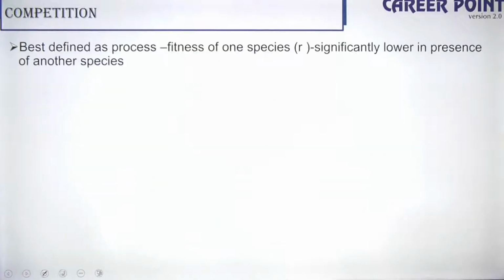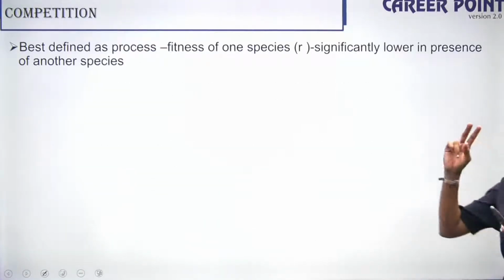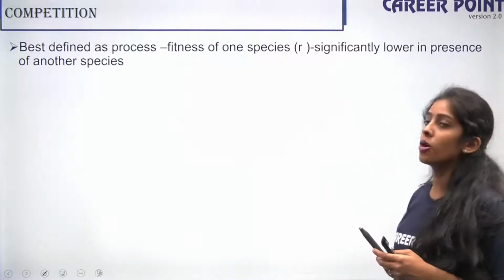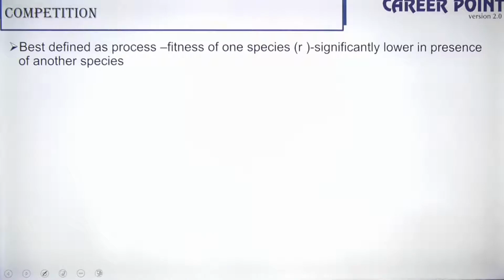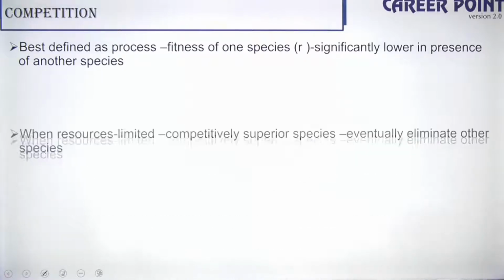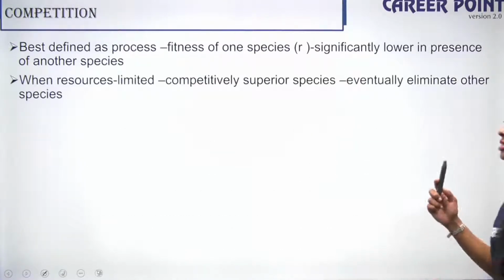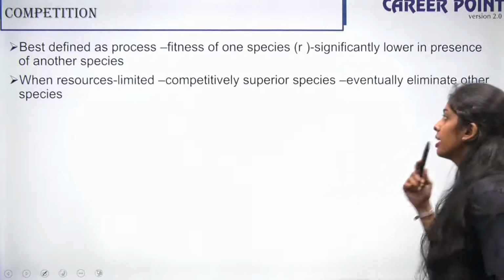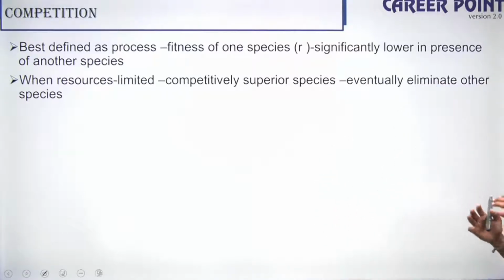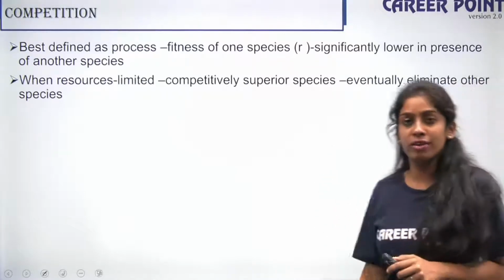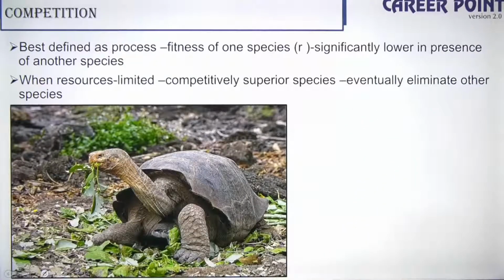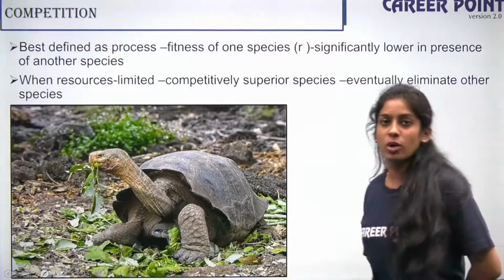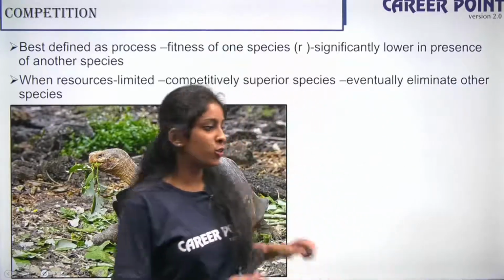Going further, how do you define competition if you rule out those two assumptions? Competition is best defined as the fitness of one species being significantly lower in the presence of another species. When the resources are limited, a superiorly competitive species will eventually eliminate the inferior species. One example is the tortoise, where the tortoise population was ruled out.